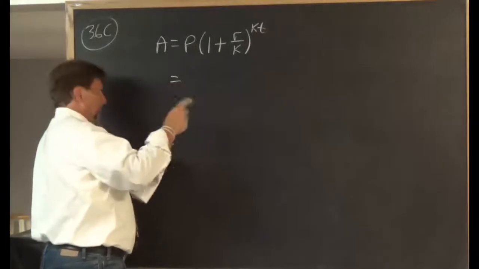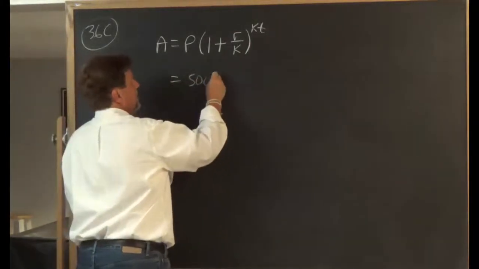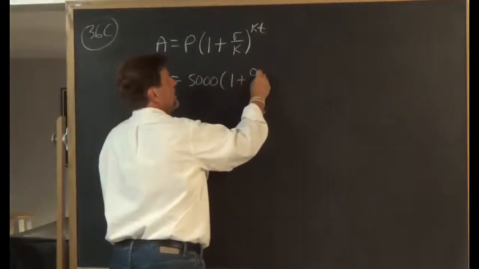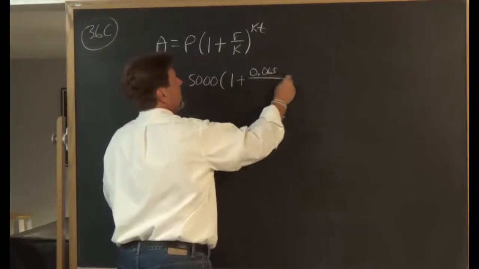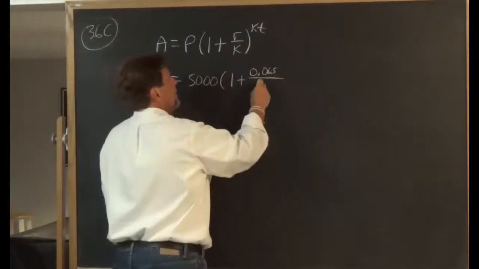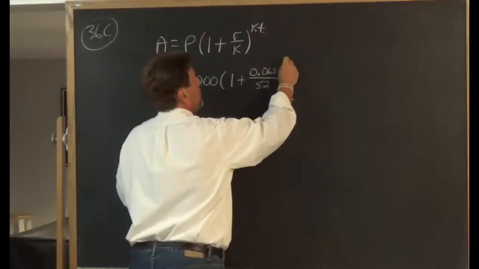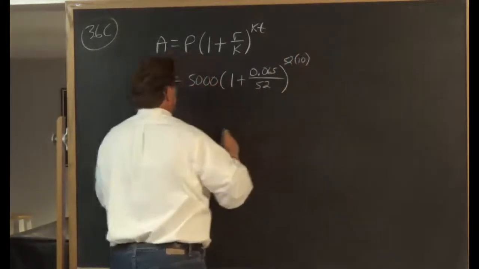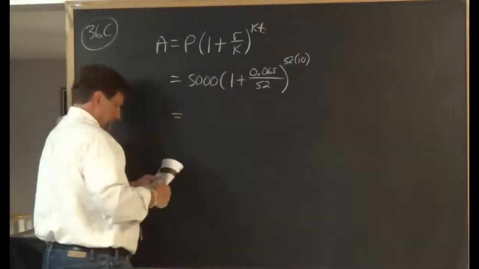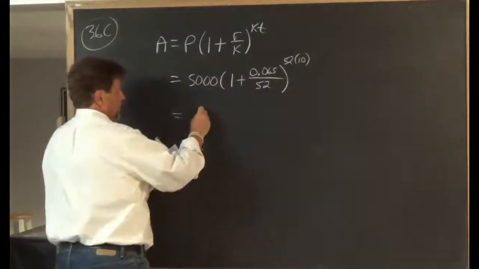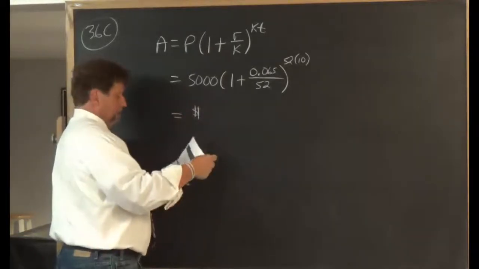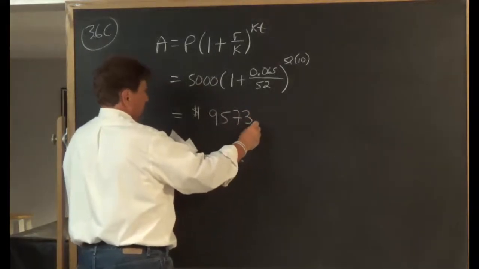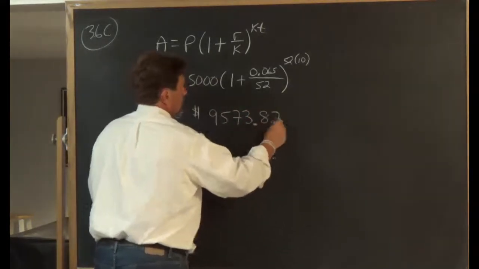She's depositing $5,000, so P is 5,000. The interest rate was 6.5%, so as a decimal, that's 0.065. It's compounded weekly, so K is 52. And she's doing this for 10 years. So if I crank this through my calculator, I end up with the future value, or the amount in the account in 10 years, as being $9,573.82.